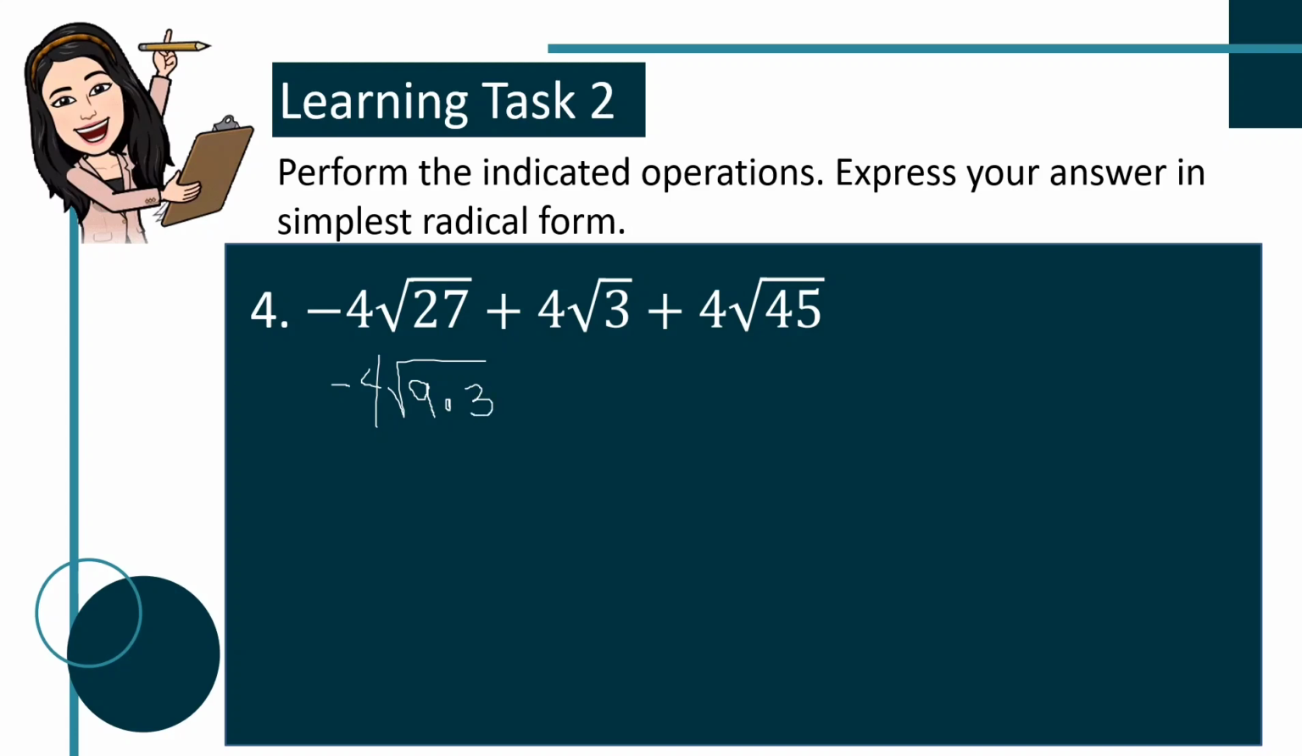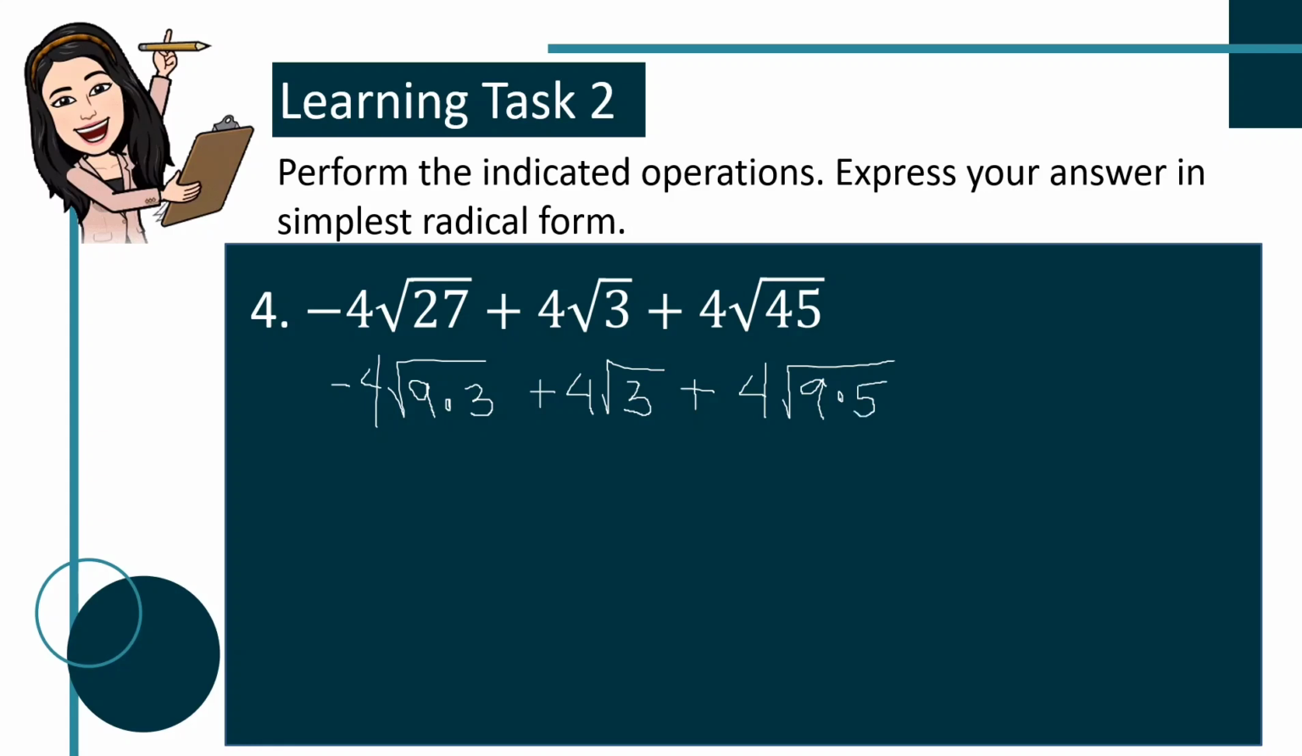And then, how about the second term? We have 4 square root of 3. Is the square root of 3 already in its simplest form? Yes. So, we will just copy it. Next, for our third term, we have 4 square root of 45. Our radicand is 45. So, the factors of 45, where one is a perfect square, are 9 times 5.